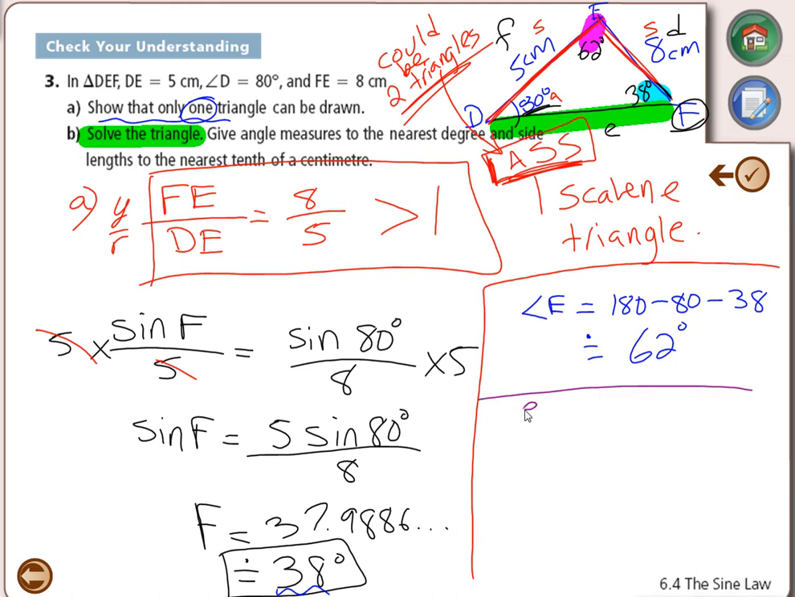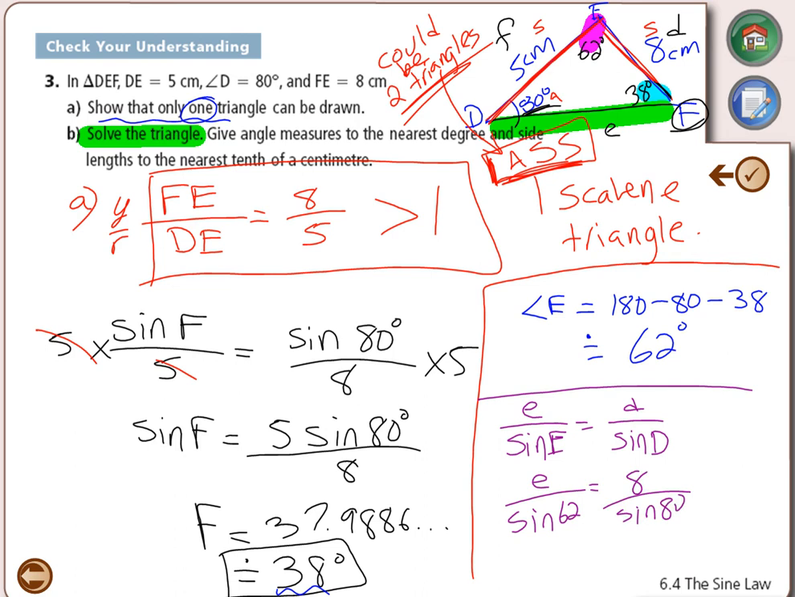Back to sine law. We're looking for e over the sine of capital E is equal to, well, I could use either angle. I'm going to use the one they gave me, the 80 degrees. So with that one, it's going to be d over the sine of D. Okay, fill it in. We've got e over sine of 62 equals the d value 8 over sine of 80. Multiply up your sine of 62.